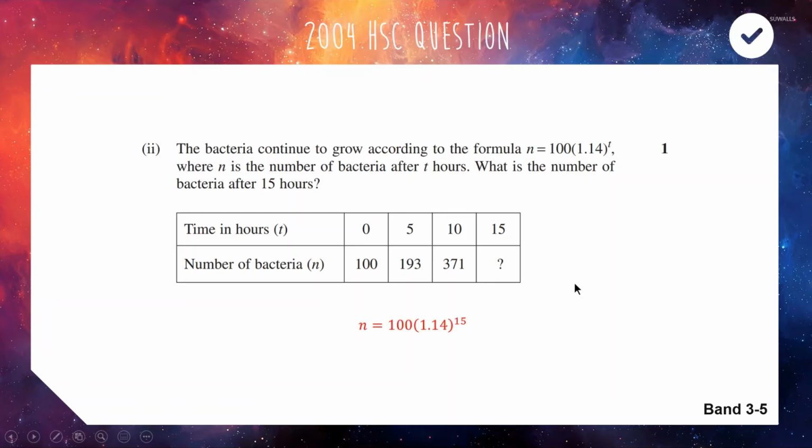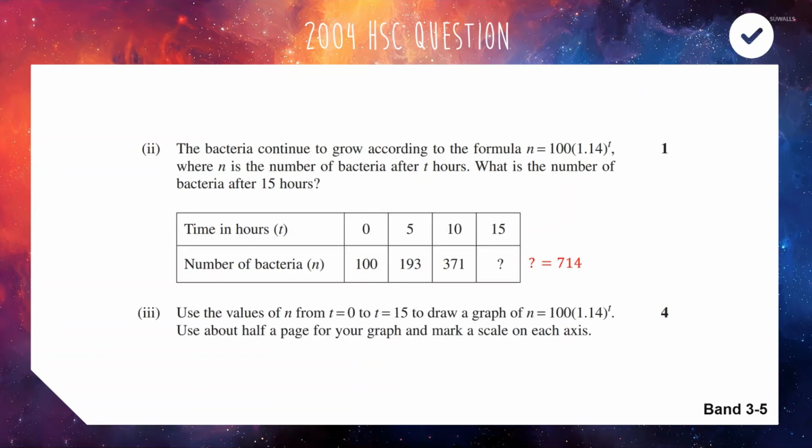All right, so N is equal to 100 bracket 1.14 to the power of 15. Put that through the Casio and we get about 714. Because they've rounded their answers to the nearest number, I'm going to do the same thing. So the value of the question mark is 714 for 1 mark.